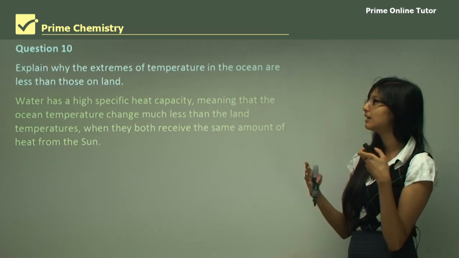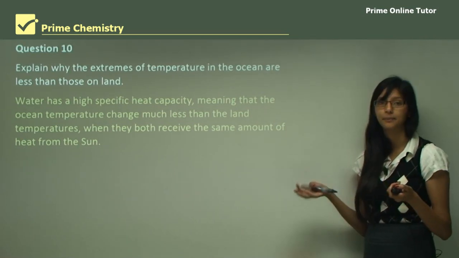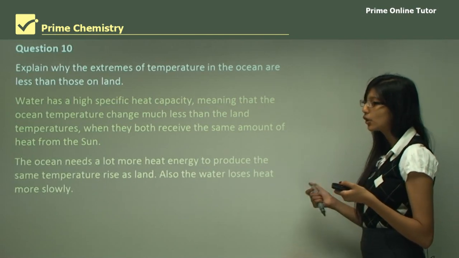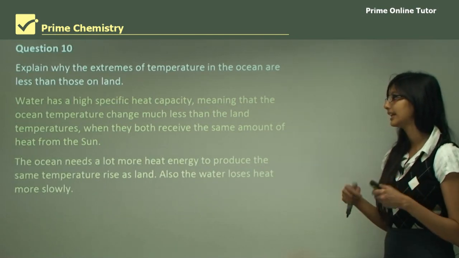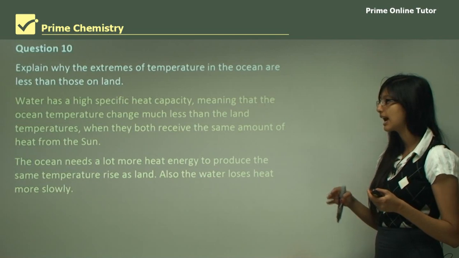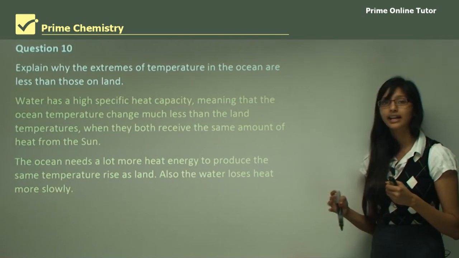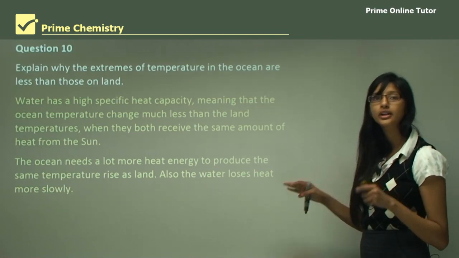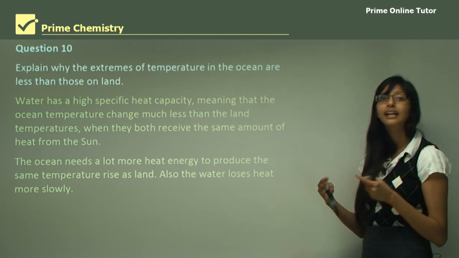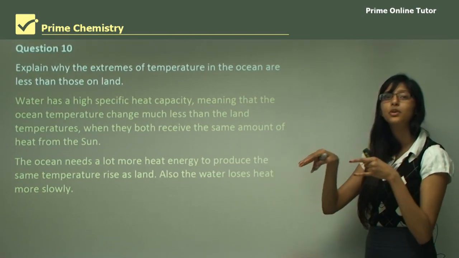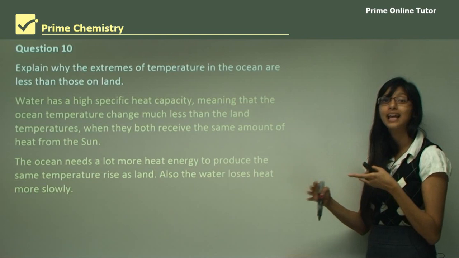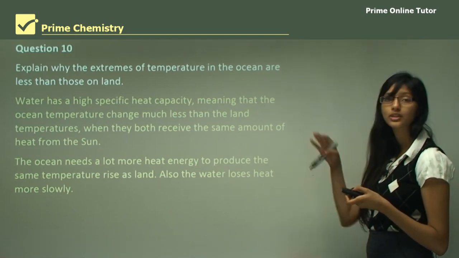Why? Because again, water has a high specific heat capacity. The ocean needs a lot more heat energy to produce the same temperature rise as land. So if you want the temperature of the water to be as high as the land, you need to provide much more heat than the heat needed by the land itself to get to that temperature.